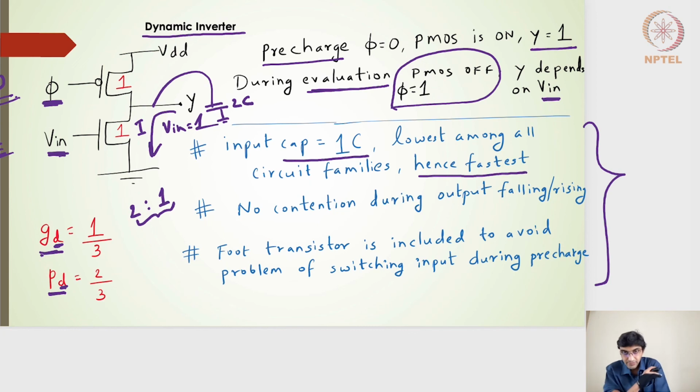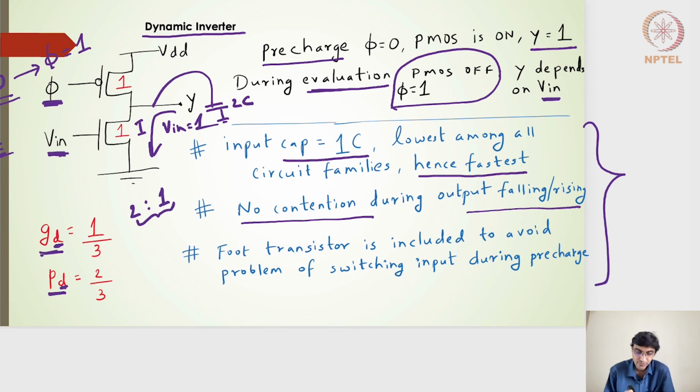We will ensure that V input stays at 0. Only when it goes to the evaluation phase, that is when phi is equal to 1, is the input applied, and I will have no contention during the output falling or rising. The foot transistor is included to avoid the problem of switching the input during the pre-charge mode.